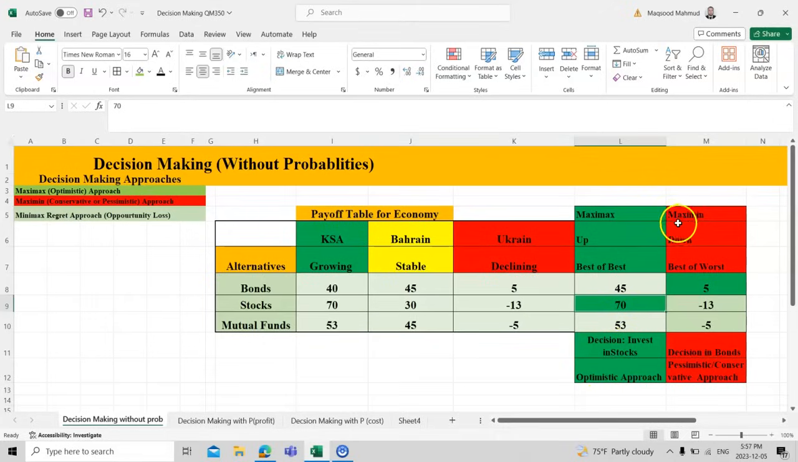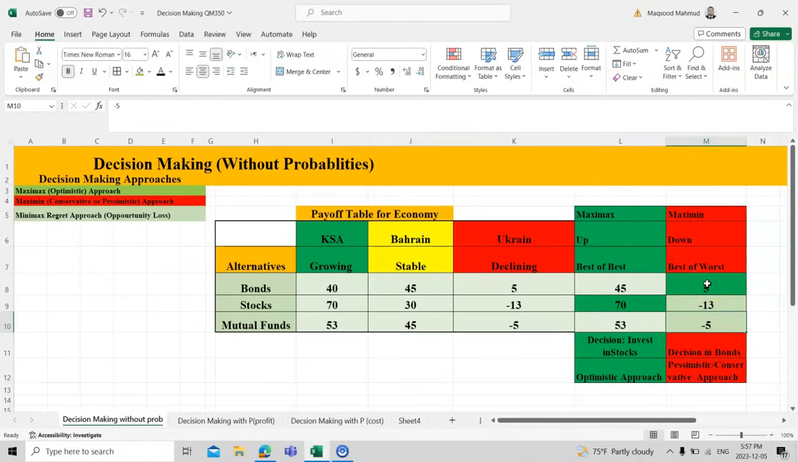Now we will see the Maximin. The Maximin is a pessimistic approach, or we can call it the best of the worst case. So we will see what the best of the worst case is. In the bonds, for the different countries, the lowest one is for Ukraine. The lowest one in the stock is for Ukraine again, and similarly the lowest for the mutual fund is Ukraine again. So we have these three choices.